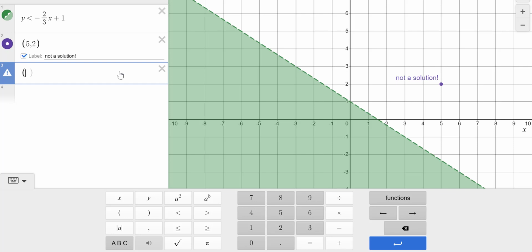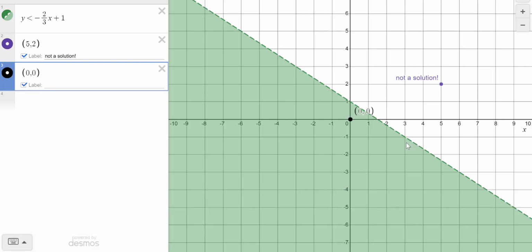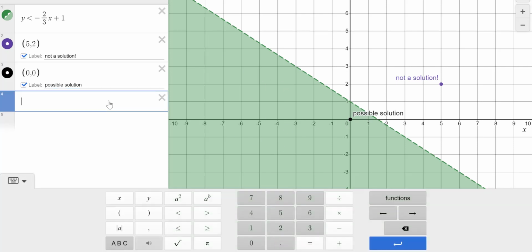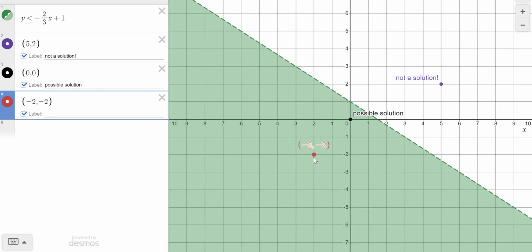So 0, 0 is easy. That's the origin. And yes, the origin is in the area. So that's a possible solution. So este punto es una solución posible porque está en este área. And then the one that I chose, yo elegí -2, -2. Again, that point is in the area. So that is a possible solution.